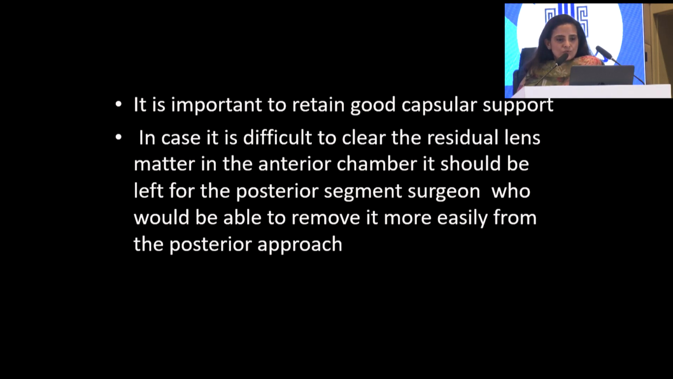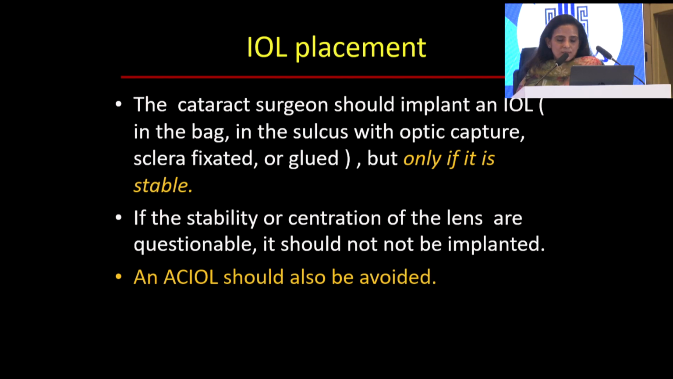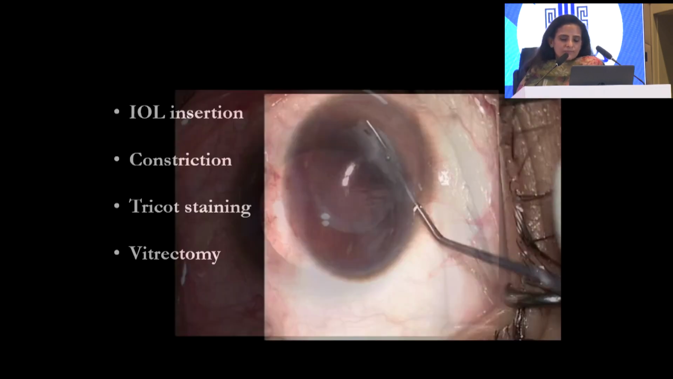It is important that you retain a good capsular support. And if you find that it's difficult to clear the residual lens matter, then again leave it to the posterior segment surgeon to manage. As regards IOL placement, implant the IOL only if you feel that it's stable. This is all in cases of a dropped nucleus. So if you feel the IOL will be stable, only then you implant it. If it is questionable, then do not. And an ACIOL should be implanted if you've had a dropped nucleus.